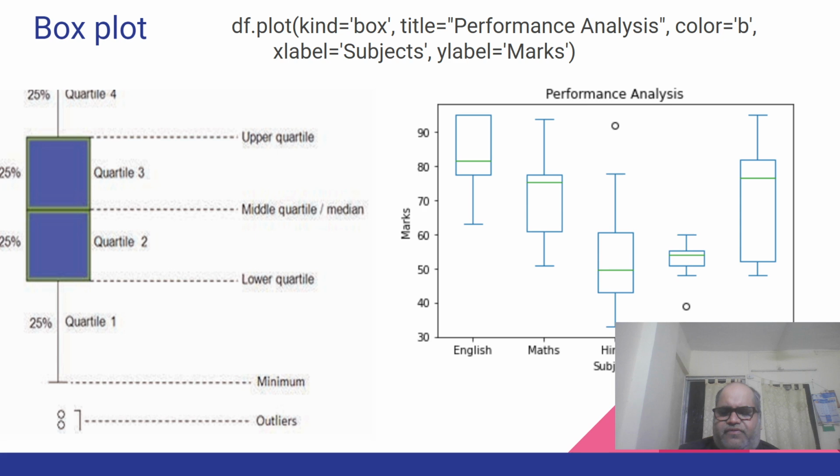Hindi ranges anywhere between, say, 30 to 80. Your social studies goes from 50 to almost 98, right? So you should actually start interpreting box plots, and this will be used in your day-to-day life on a very, very frequent basis.